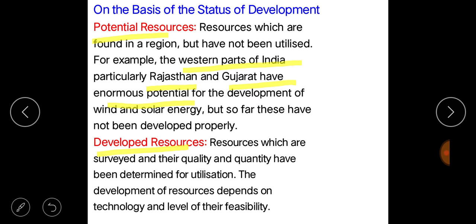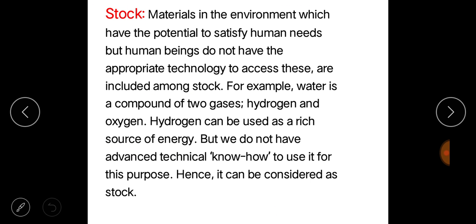Feasibility is necessary: where the resource is located, and can anybody reach there to develop it? That is feasibility. Another thing is the stock. In the environment we have very much potential, different types of minerals which can satisfy human needs, but we don't have the appropriate technology to access these. We call it the stock.